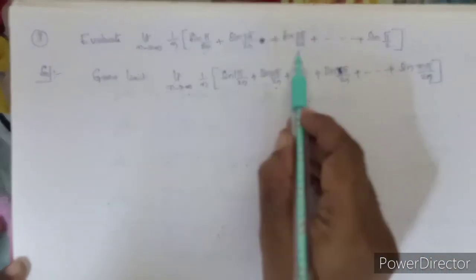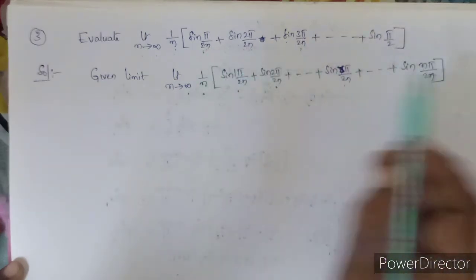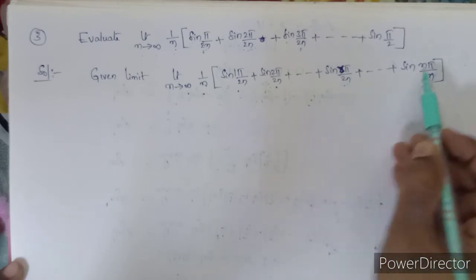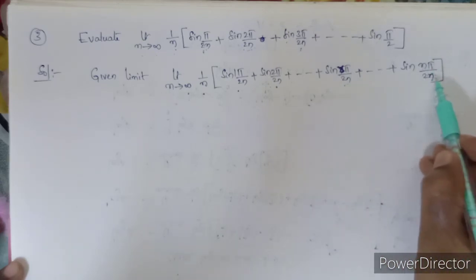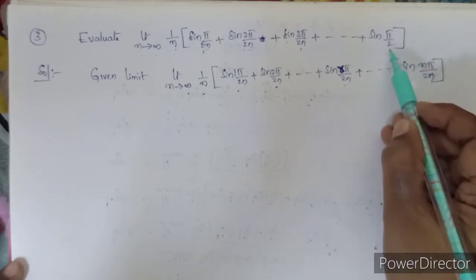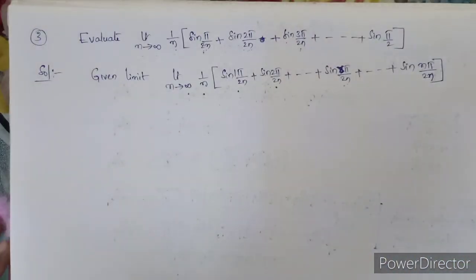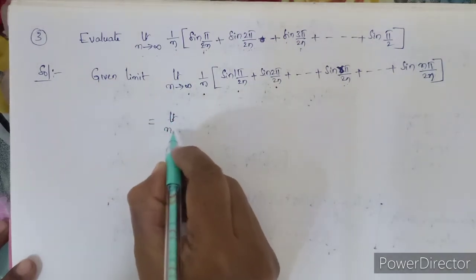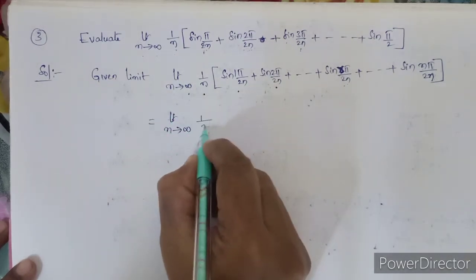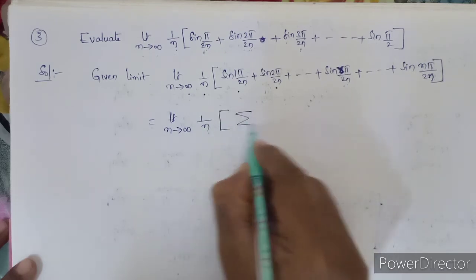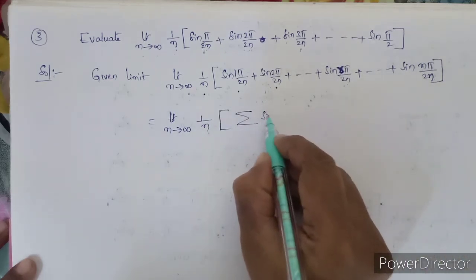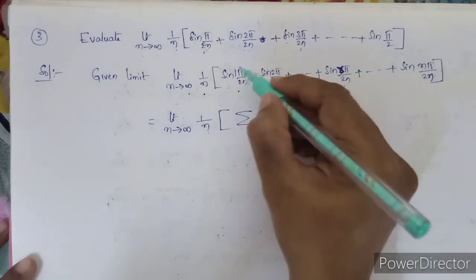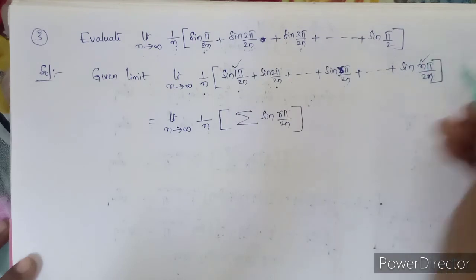2n is common when we observe, 2n is common in all the terms. The rth term is sine r pi by 2n. The nth term is sine n pi by 2n. Anyhow, n cancels and pi by 2 will remain. So like this, I have converted the given problem: limit n tends to infinity 1 by n sigma, we write down the rth term sine r pi by 2n, where r is varying from 1 to n.